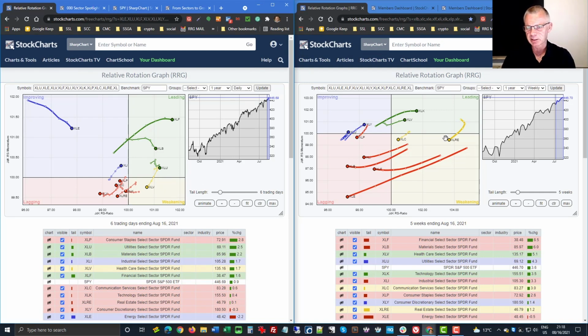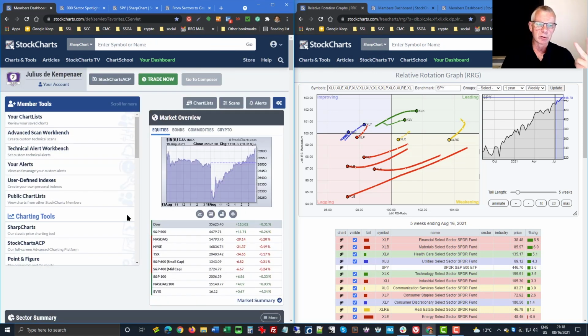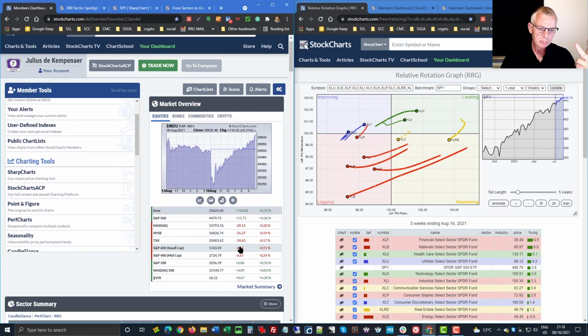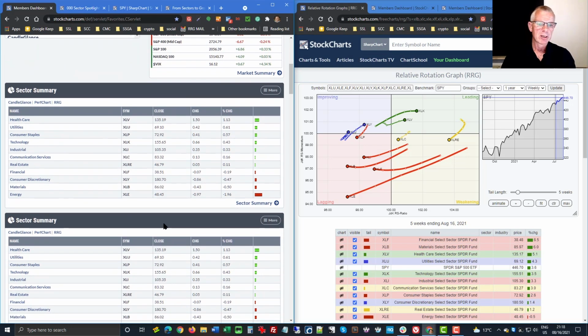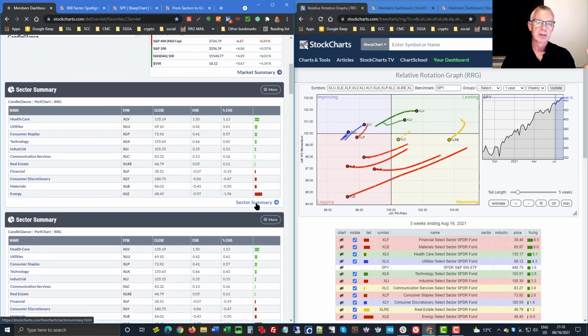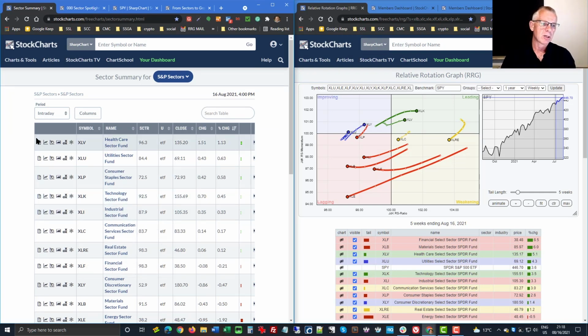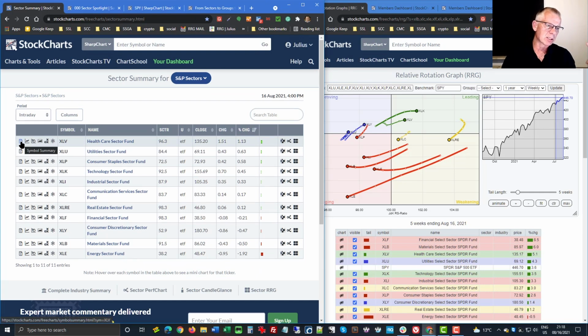That's where we find our sectors that we want to dive into. So we want to dive into utilities, discretionary, and healthcare. That's what we want to do. In your dashboard, you can find a sector summary page. I put it as a widget here on my home page. But if you go to the sector summary page, you will find all sectors with a ton of information on each line. So you can get the symbol summary, you can get a chart, a sharp chart, you can go to ACP, you can go to point and figure, a lot of stuff.